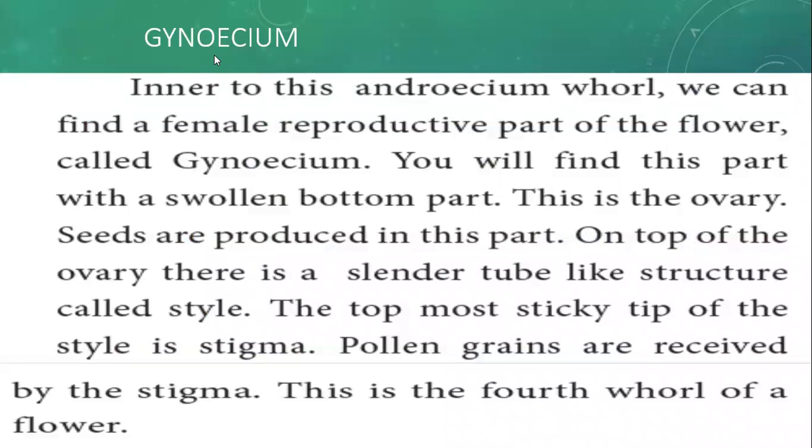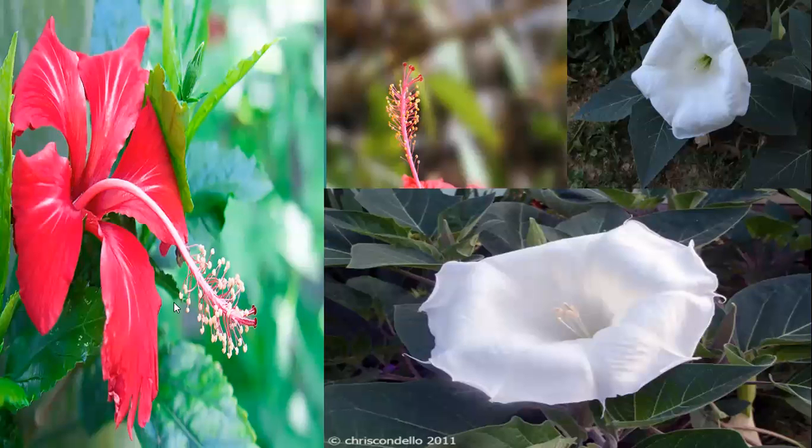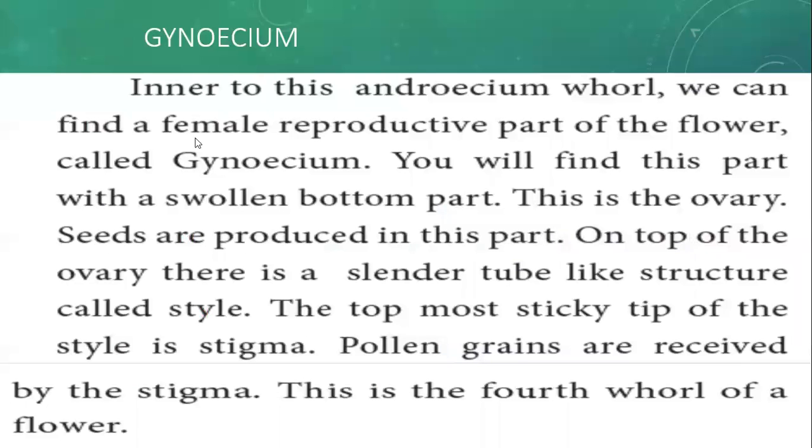Next, we study the gynoecium. What is the meaning of gynoecium? See here, inner to the androecium, the stigma is here. The stigma has a slender tube, and that slender tube is located on the inner side of the androecium. Inner to this androecium whorl, we can find the female reproductive part of the flower.